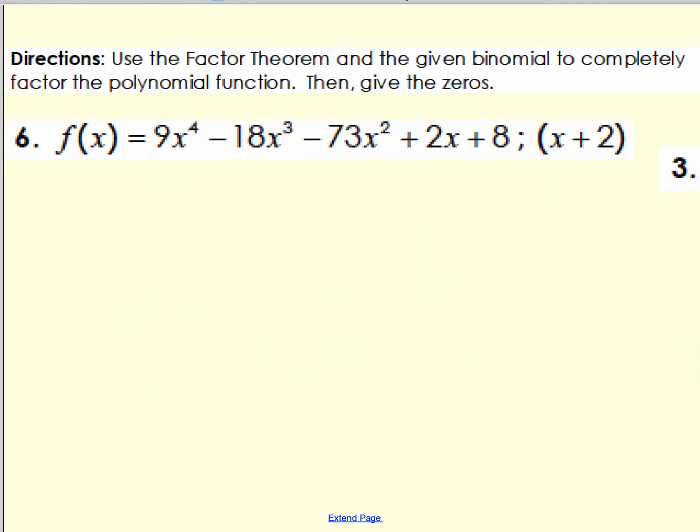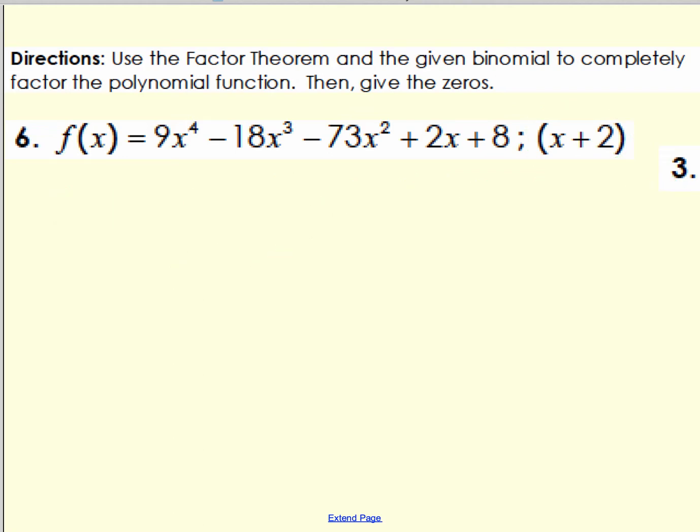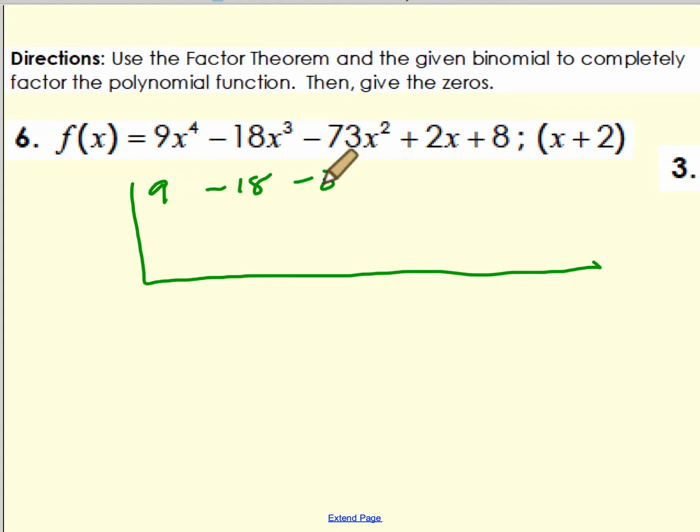Okay, now this one I definitely can't factor like it is. So first we check to see, is x plus 2 one of my factors? I do that by checking to see if f of negative 2 is 0. And it is. So what does that tell me? Well, what it tells me so far is that if I divide this function by the zero of x plus 2, then I am going to get a remainder of 0.